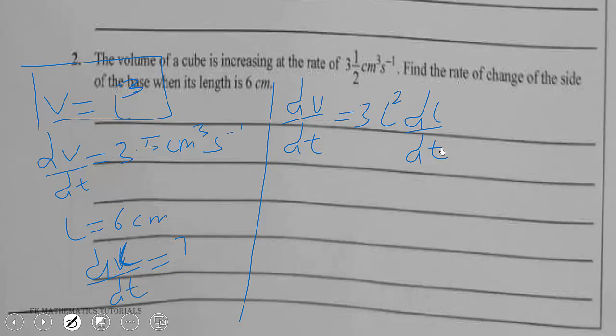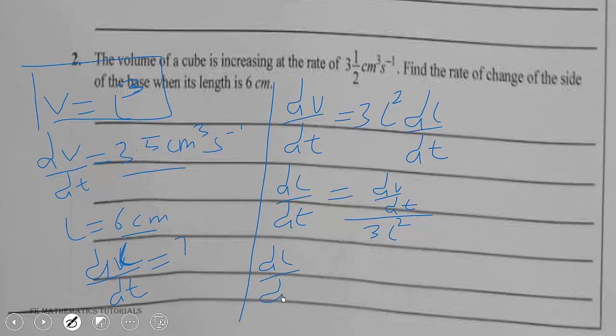So we just have to substitute the values. L equals 6 centimeters, then dV/dt into it, then we solve for dL/dt. Or better still, we can make dL/dt the subject. So dL/dt will be equal to dV/dt all over 3L squared. So let's substitute the values, 3.5 and 6 centimeters.